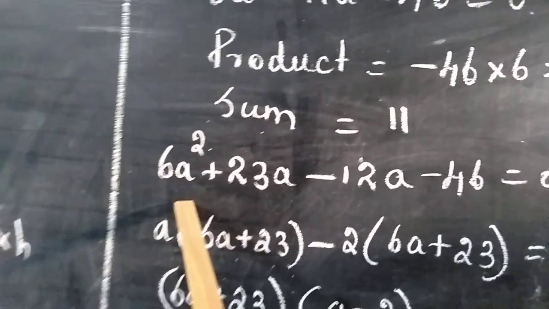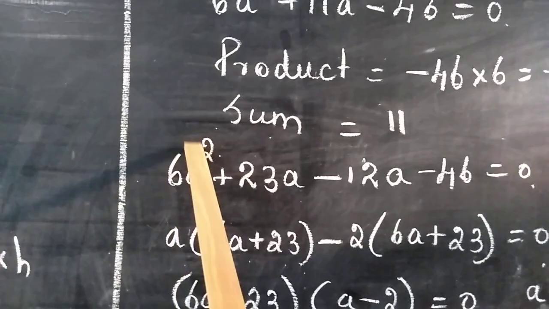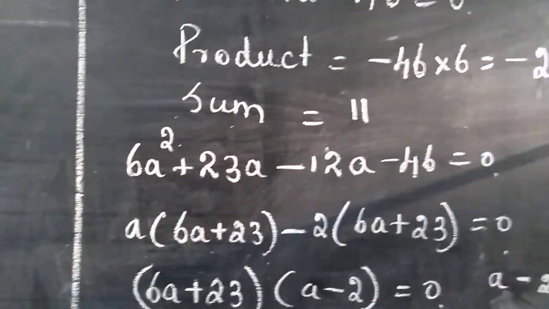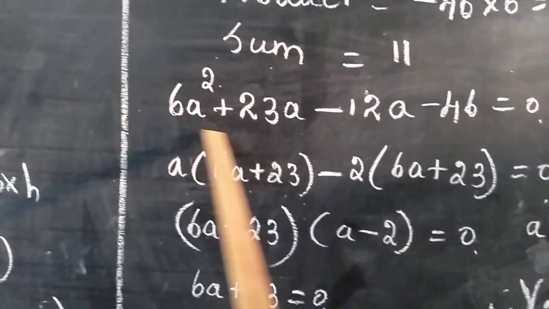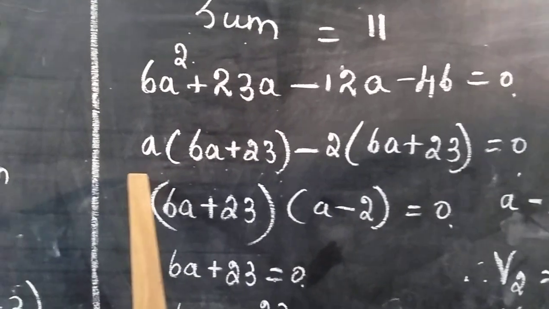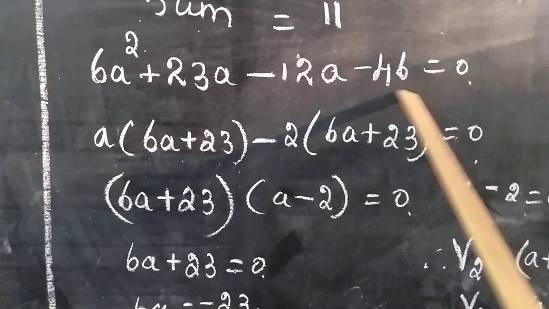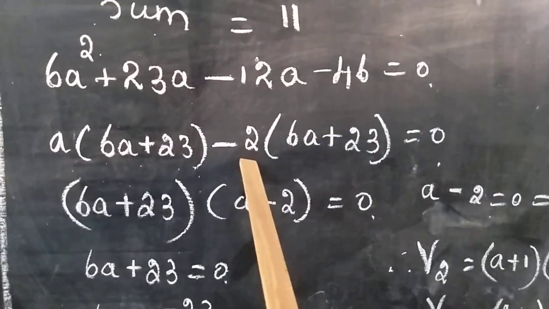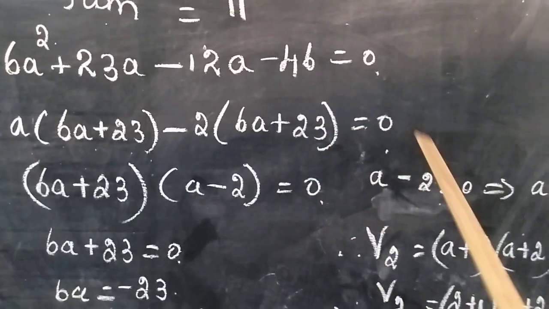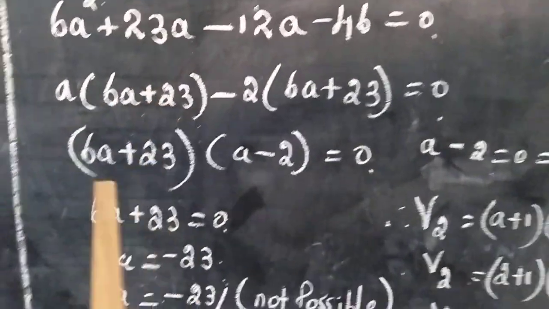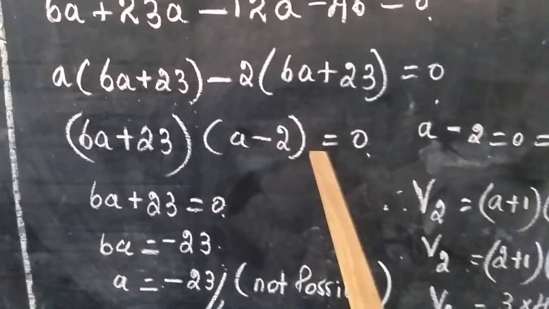Now we can write these numbers that we have found: 6A square plus 23A minus 12A minus 46 equal to 0. For these two terms, A is common. If we take A out, the remaining will be 6A plus 23. For these two terms, minus 2 is common. If you take it out, the remaining will be 6A plus 23 equal to 0. Now if we compare these two terms, 6A plus 23 is common. If you take it out, the remaining will be A minus 2 is equal to 0.